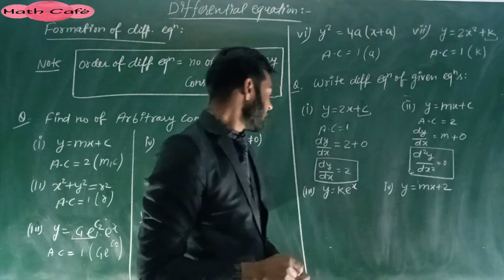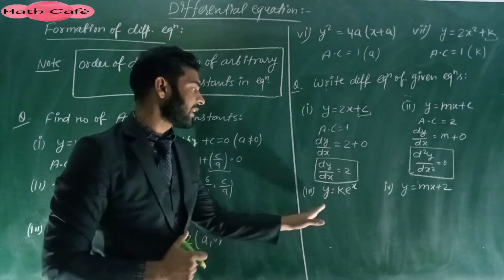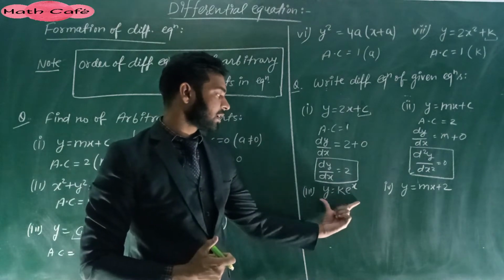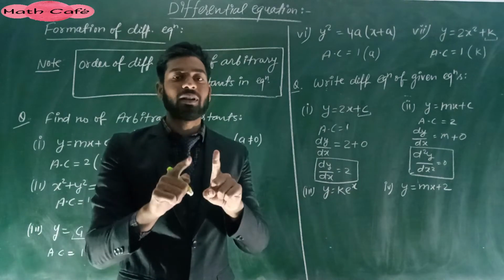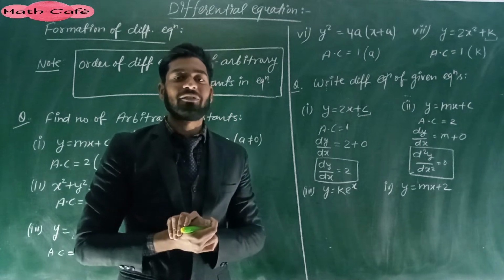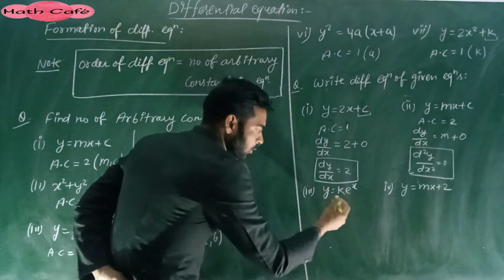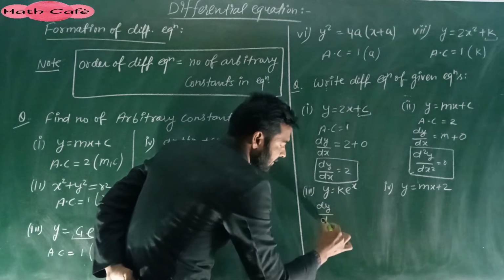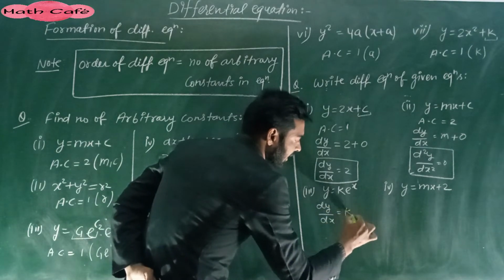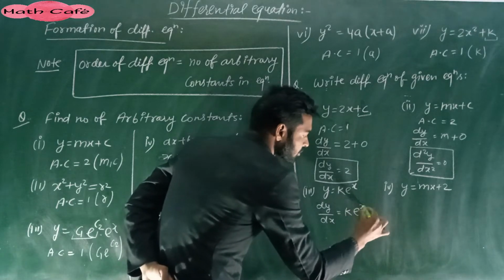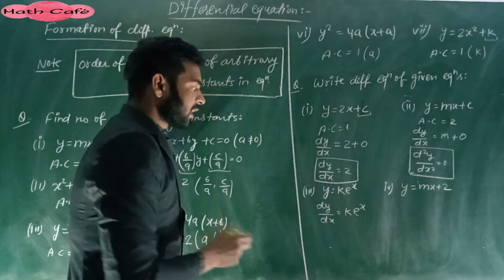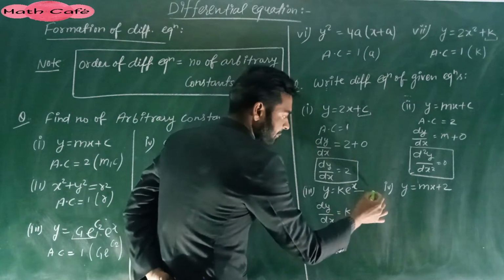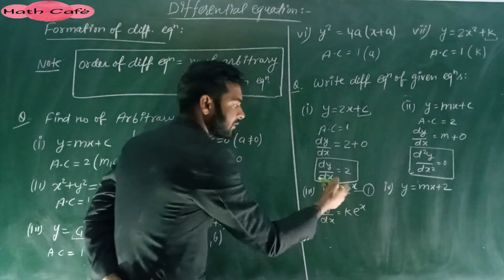Alright, let's move to the third example, which is y equals k times e raised to x. You can easily see that the number of arbitrary constants is 1. So we will differentiate the given equation only one time. After differentiating with respect to x, dy by dx equals k times e raised to x. Alright, so to remove k, I can find the value of k and put it in equation number 1, that is the original equation.